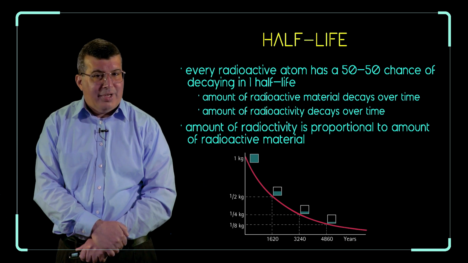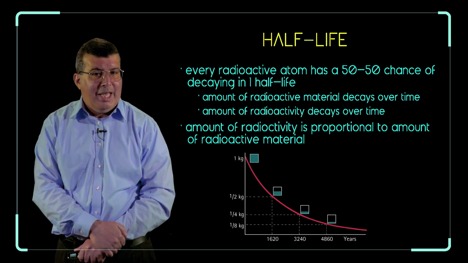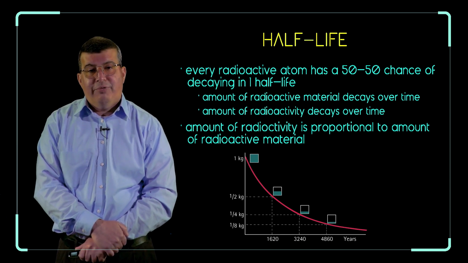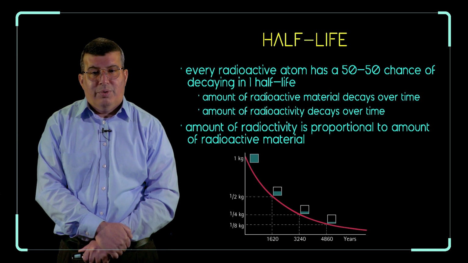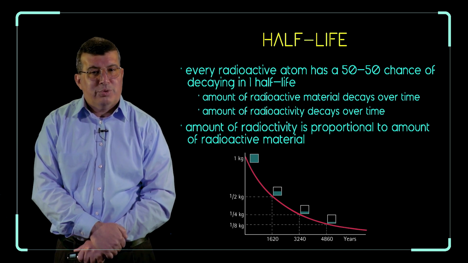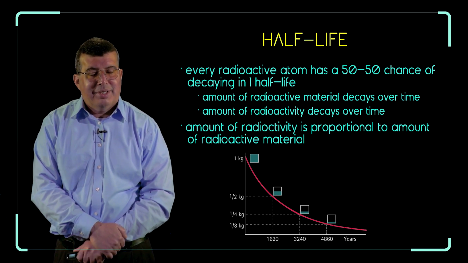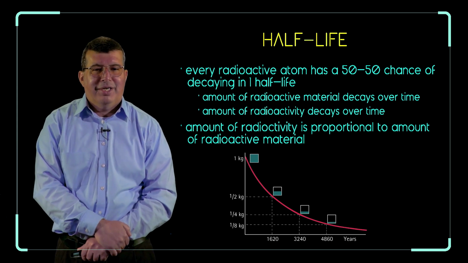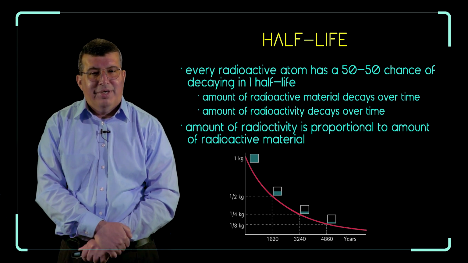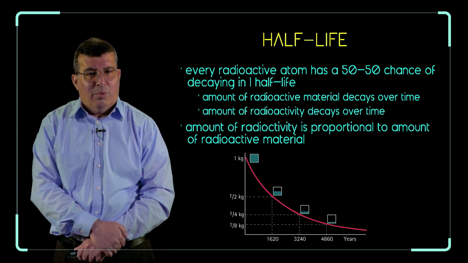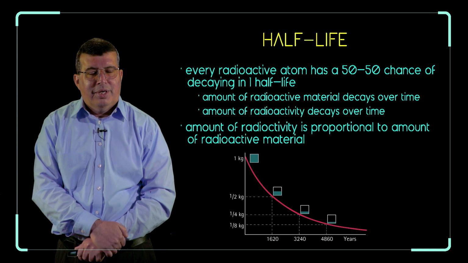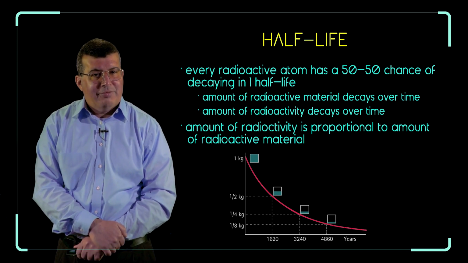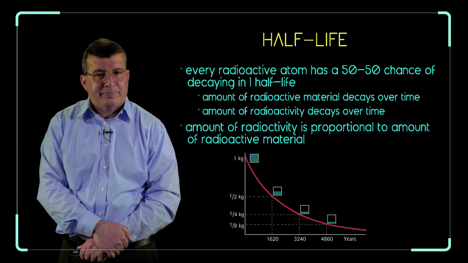So in one half-life, we went from 1 kilogram to a half. In the next half-life, we went from a half to a 1/4 of a kilogram. So it is always half of what you start with that decays after one half-life. So half of what you had at the beginning of the half-life is what's left at the end of the half-life. So in other words, if we go another 1,620 years, then we start with 1/4 of a kilogram, we'll be left with half of that, or 1/8 of a kilogram.